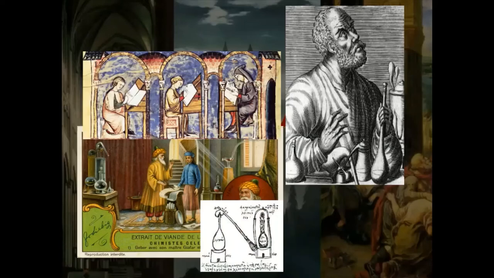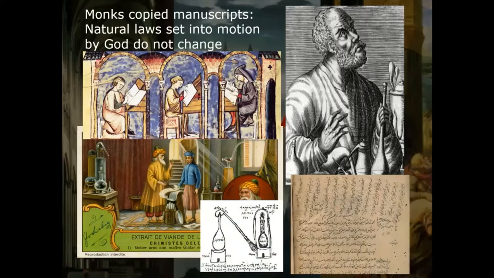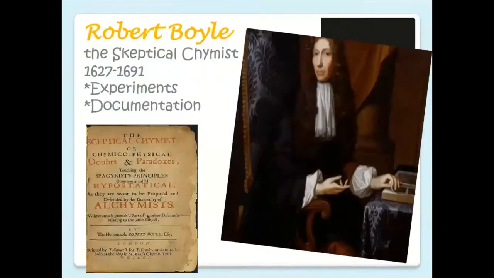And also in the monasteries, they were documenting and keeping things backed up as books were being burned all over the place. So the monks actually copied the manuscripts because they said the natural laws set into motion by God do not change. And this is actually where the word gibberish comes from. Al-Jabir wrote his notes in code, just like Da Vinci did. Da Vinci wrote everything in code, and the monks in England could not decode it. And so they called it gibberish. He's writing in gibberish. So not only is it in Arabic, but he wrote it in a code.